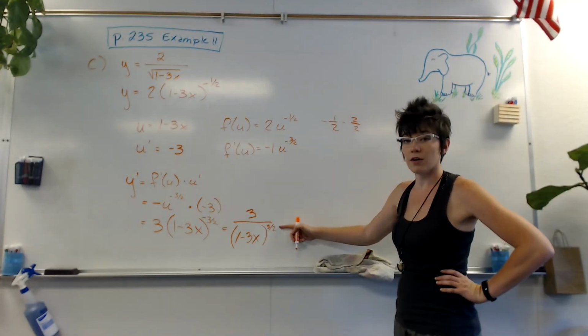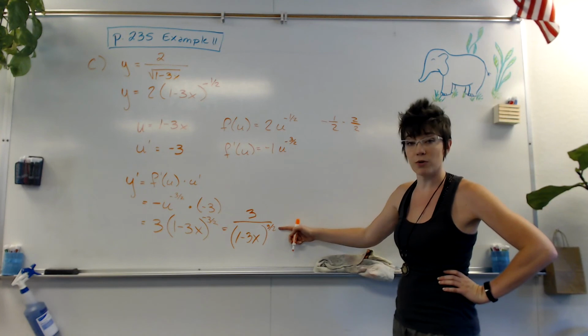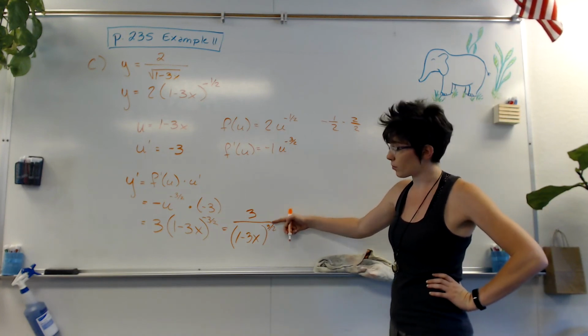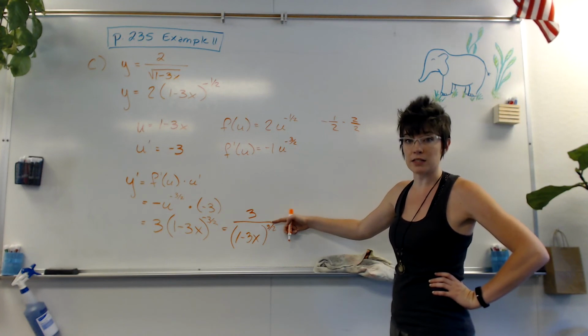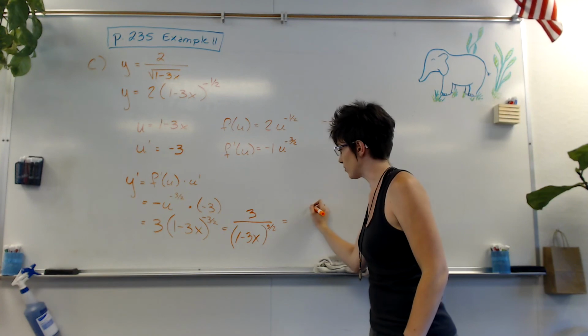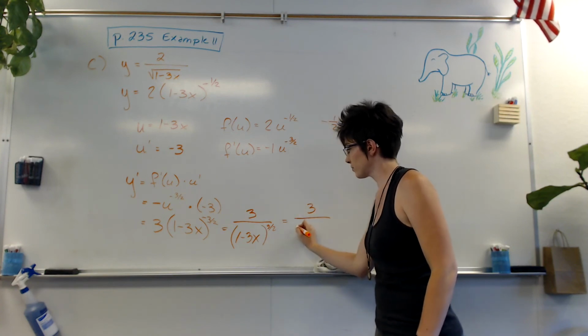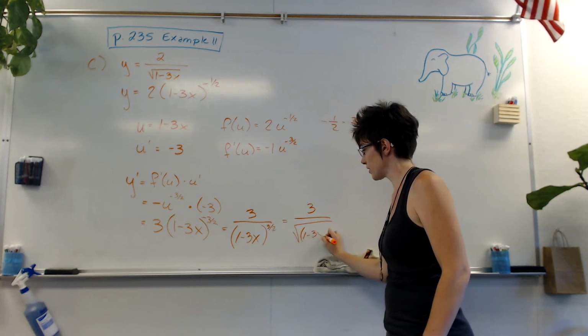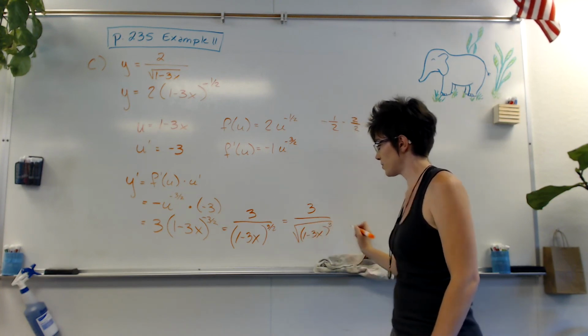And if you recall, the number that's on the bottom, the 2 on the bottom, tells you the index of your root. This is a square root. The number on top here, that 3, is saying you're raising that whole thing to like a third power. So this is probably how I would write my answer. The square root of 1 minus 3x, being cubed.